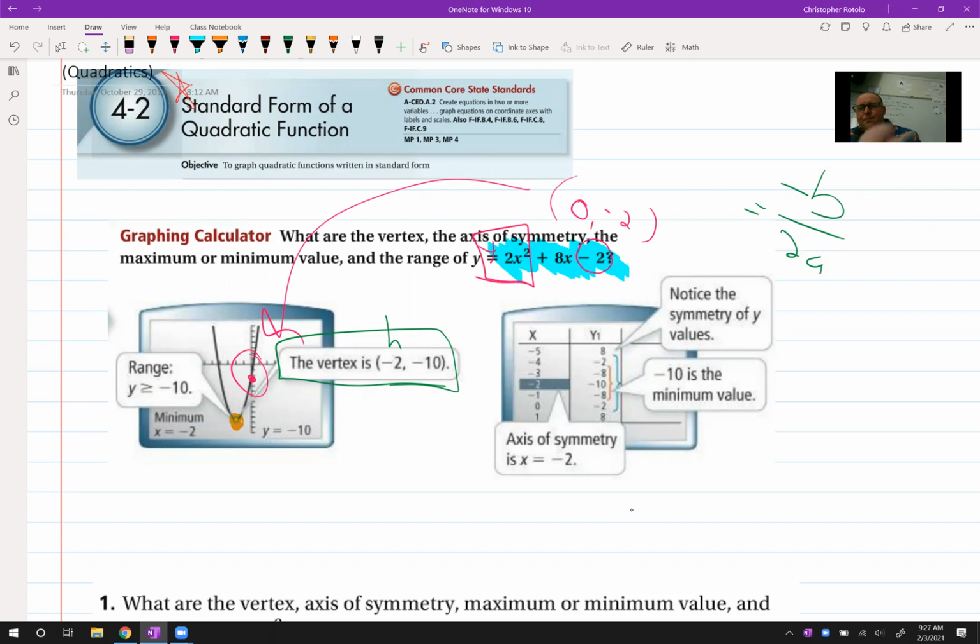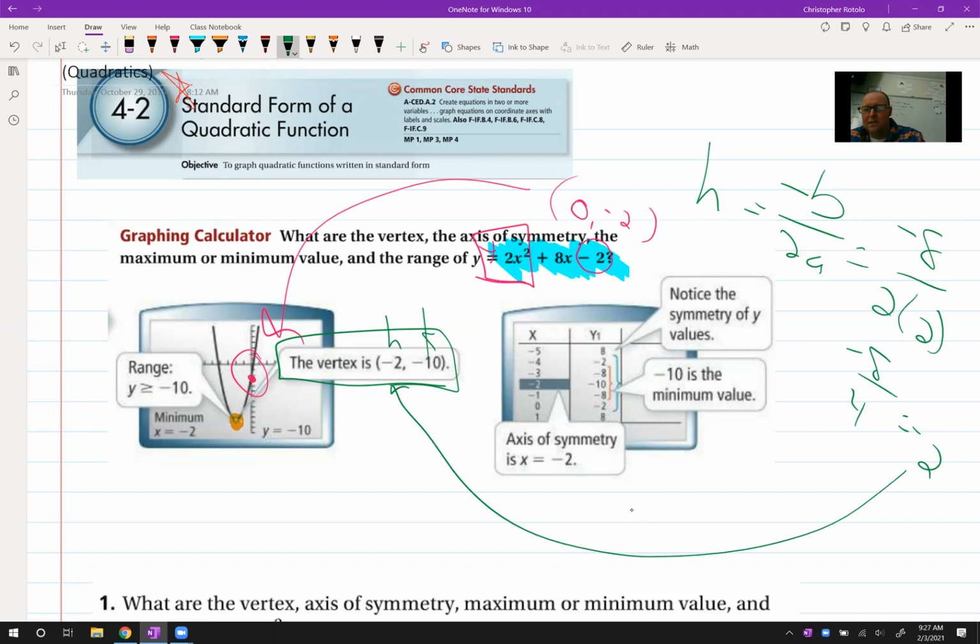So in Algebra 1, we call it x. Now we'll start to call it h because it is a special point. So here's what we're going to do. -b is -8. It's over 2 times 2. So -8 over 4 is -2. We'll take a look at that right there. Okay, so x or h is -2.